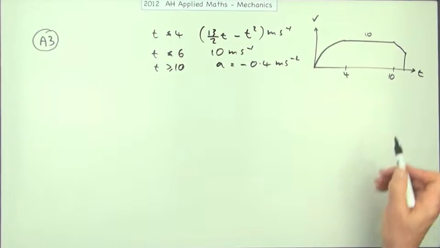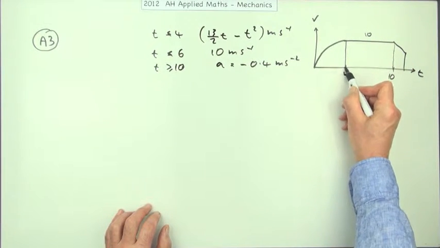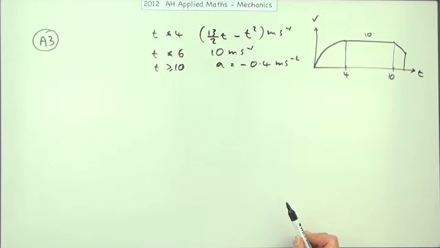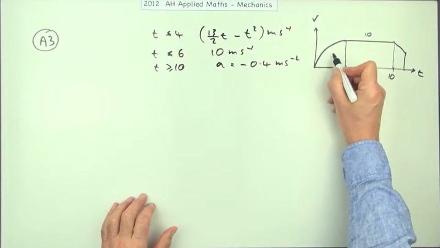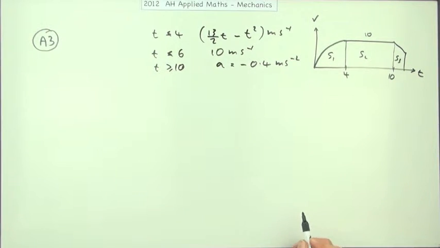So unfortunately, this end part is going to be a trapezium. So I've got a parabolic section, a rectangular section, and a trapezoidal section. Well, let's work out these 3 distances. There's S1, there's S2, and then there's S3. It's a pity it's not a triangle.